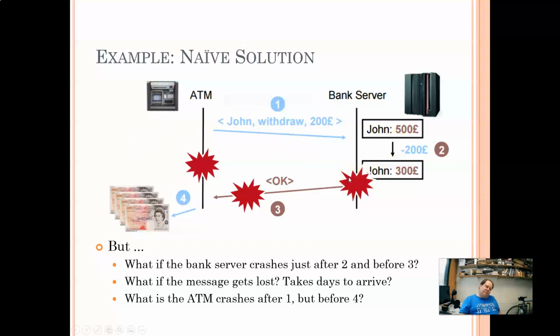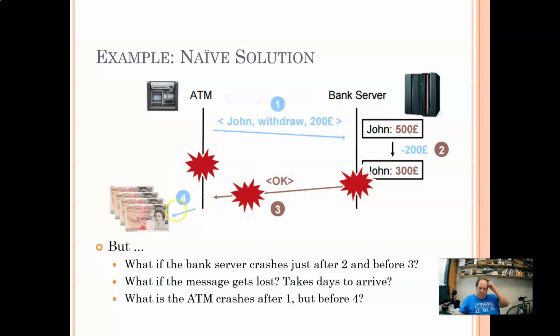But what happens if the machine crashes between logging of the response and sending the message? There still is, it's decreasing levels of chance of it happening, but there still is a point where that can happen. And finally, what happens if the ATM crashes after the request is sent? So the difference is here, the server knows the message wasn't sent, so it can potentially undo it. Here, the server knows that the message was sent, but doesn't know that the message was received.